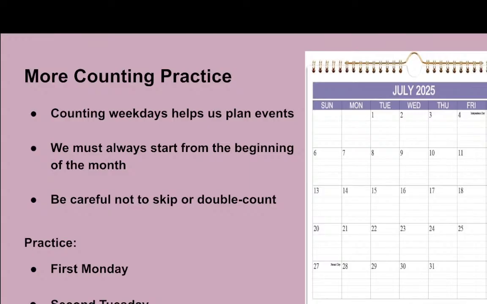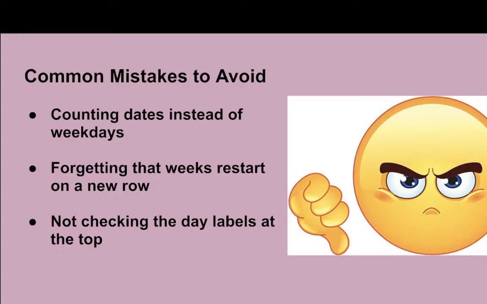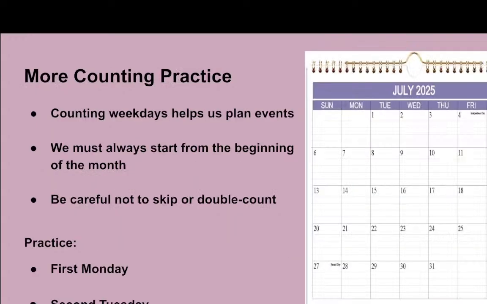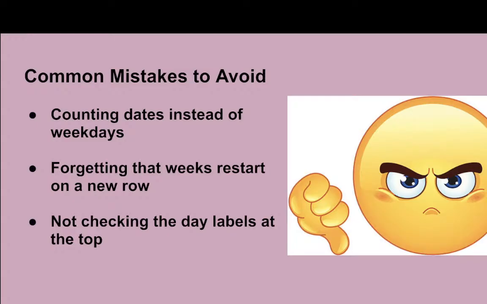Okay, I'll move on to the next slide. So here are some common mistakes to avoid when you count days instead of weekdays. Let's say you wanted to plan something on maybe July 12th. You might assume it's Monday, Tuesday, Wednesday, Thursday, Friday, when it's actually a Saturday, July 12th. So you have to count the weekdays as well, besides just dates. And you forget that weeks restart on a new row. So after Saturday, Sunday will always come next, no matter what.